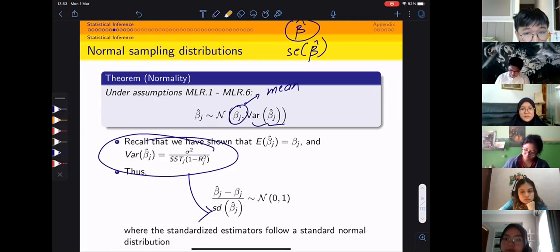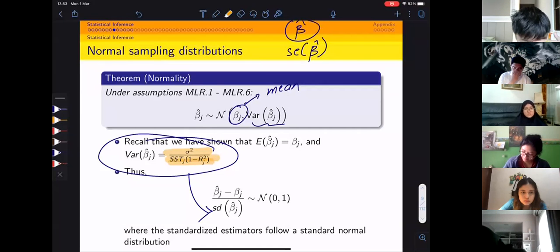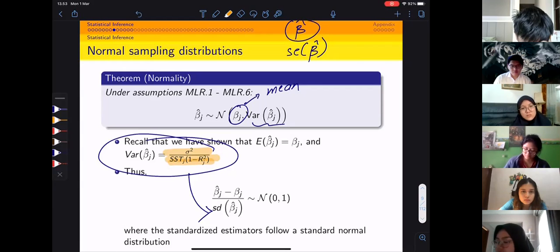If you remember, just look at this formula. Can you get sigma square? Can you get SSTj? Can you get 1 minus R squared j from the data? Anyone recall? Can we get those data from the sample? Or can we estimate that from the sample? Anyone remember?